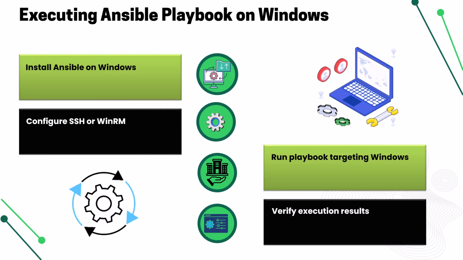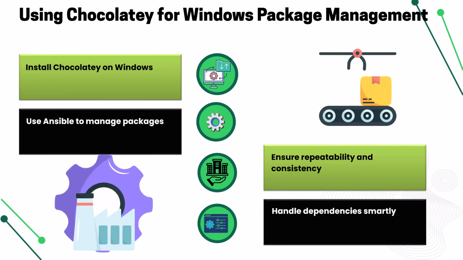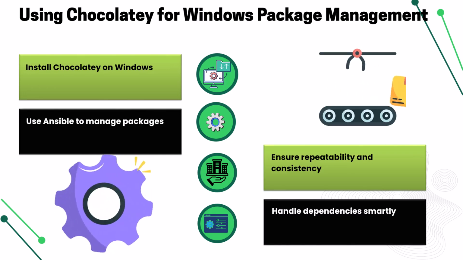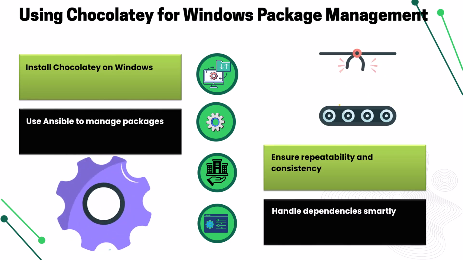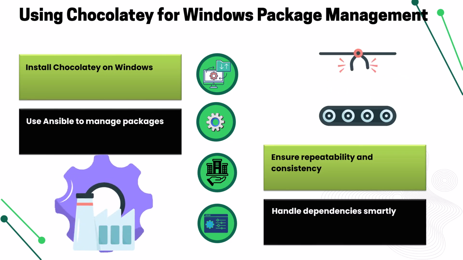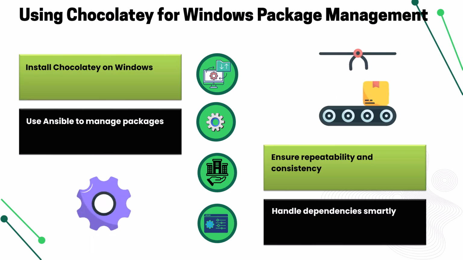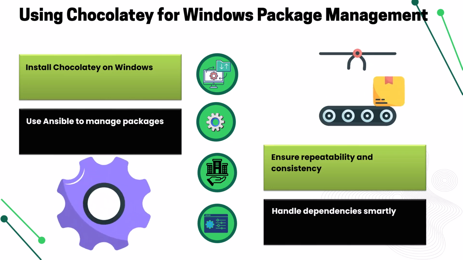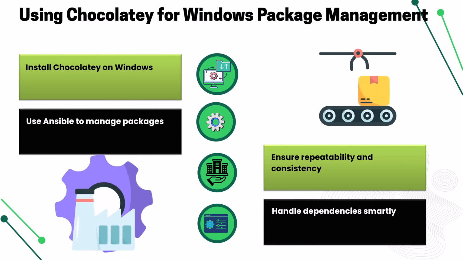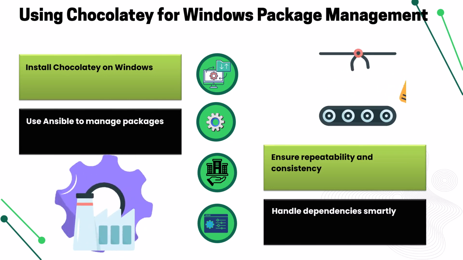Smooth sailing ahead. Now meet Chocolatey, the package manager that makes Windows behave like Linux. First, we'll install it because Windows could use some automation love. Then we'll manage packages with Ansible. Goodbye manual installs. Consistency is key, so let's ensure repeatable deployments. And lastly, we'll handle dependencies smartly. Say hello to stress-free package management.